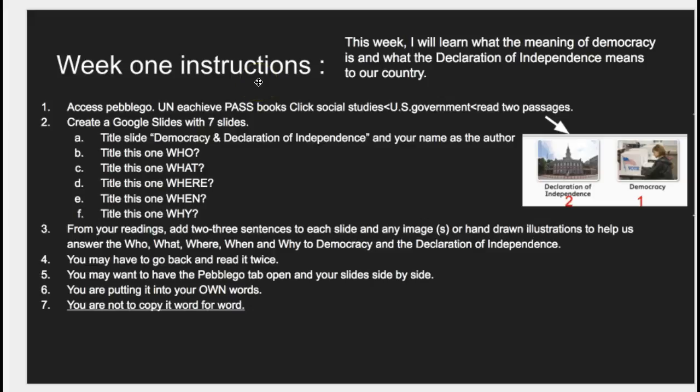From your readings, add just 2 to 3 sentences on each slide, or you can hand draw illustrations if you'd like to answer those questions of who, what, where, when, and why, to democracy and Declaration of Independence. So kind of just wrapping your head around what are those things? What is democracy? What is the Declaration of Independence? And then I highly recommend you come to eSession. We're going to talk about that this week as well.